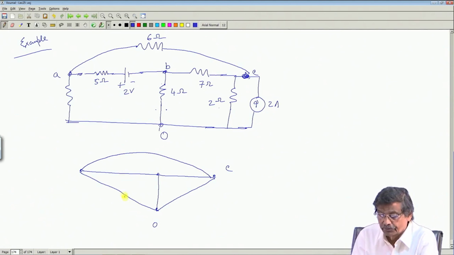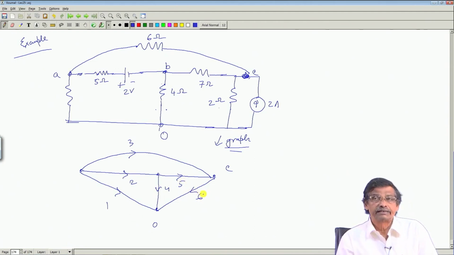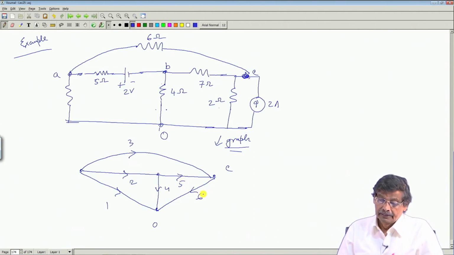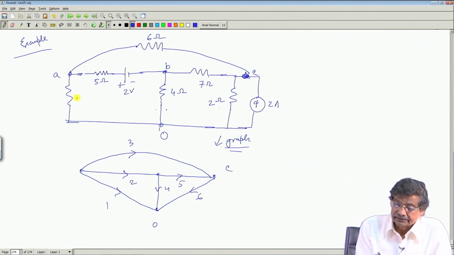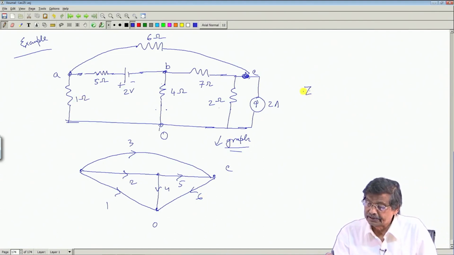Now, what I am going to do? I want to make a directed graph of it. So, this is the graph of this network, and then I will call it arbitrarily, this is 1, this is 2, this is 3, this is 4, this is 5 and this is suppose 6. I have directed the curve. Then let us say suppose this is 1 ohm. I want to make the Z matrix.